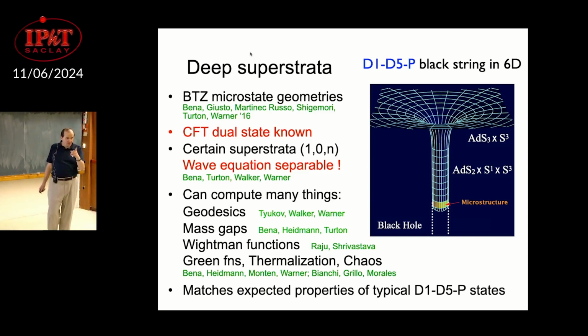That's exactly my next point: the superstrata match many properties, which is unexpected. Again, they're not typical states, but if you look at the mass gap, for example, they do get the typical state mass gap. If you look at the thermalization, they do get the typical state thermalization. So they get many properties of the black hole. They're not typical, that's my next point. And then, yes, go ahead.